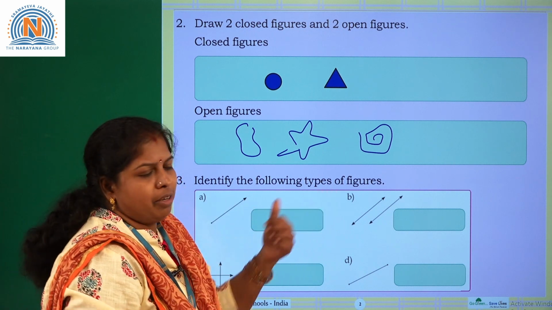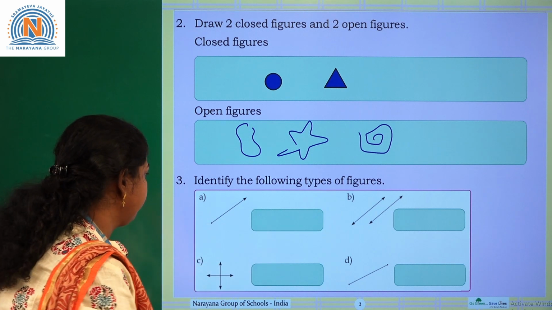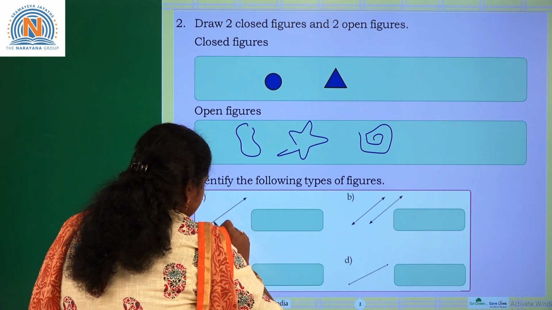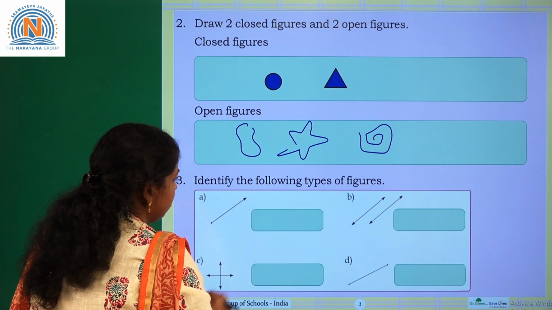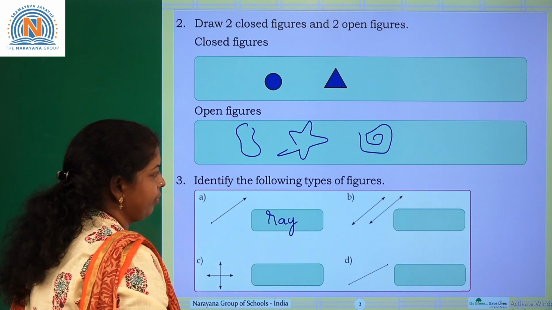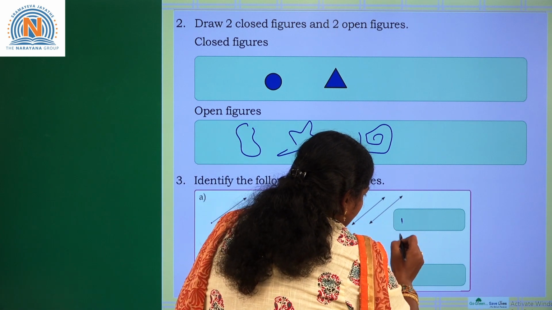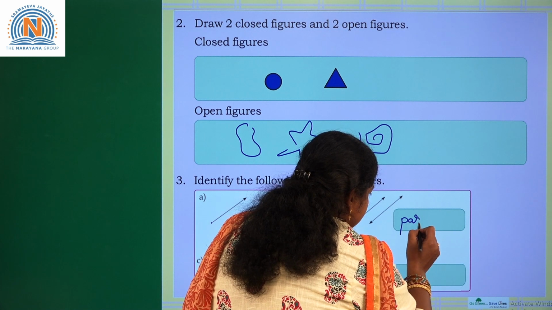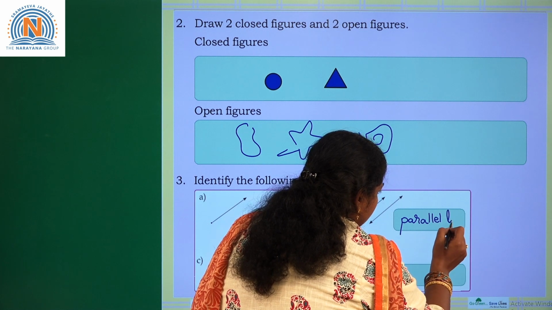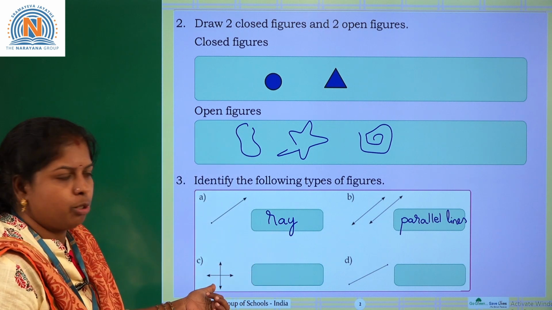Identify the following types of figures. Next one is identify the following types of figures. See, here there is one initial point and it is extending like this. So this is named as, what do you name this, children? It is a ray. And here if you observe, there are 2 lines. What do you call this type of 2 lines which are side by side? Parallel lines. They both are parallel.